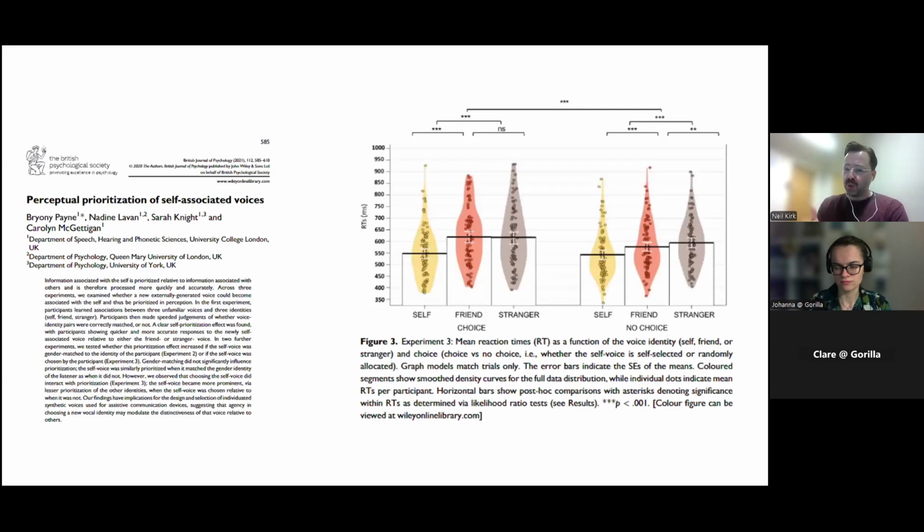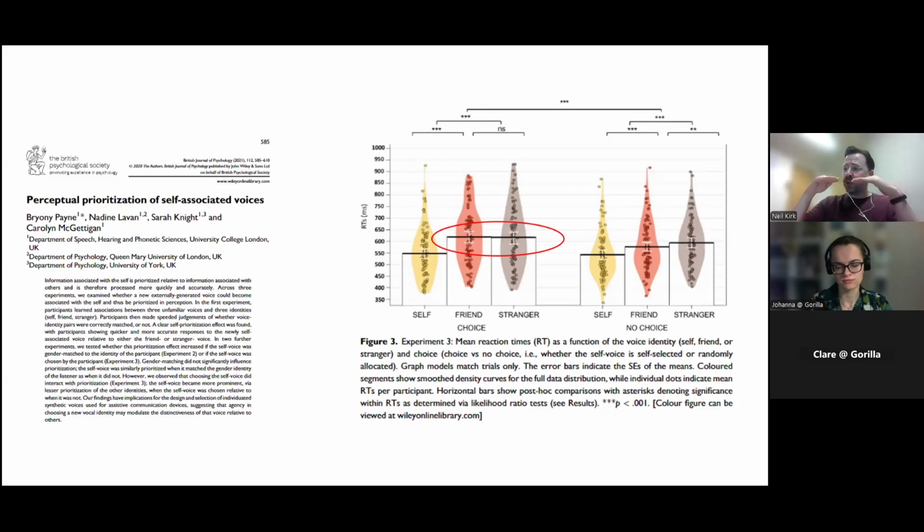And this did show an effect, although it manifested in a slightly unexpected way. So rather than those that chose the voice, rather than the self voice getting faster, it seemed to actually deprioritize the other voices. So it kind of made them slower. So in relative terms, the self had greater prioritization, but through the kind of slowing down of the other voices. So what happened in the choice condition was that the friend and the stranger became sort of equal to each other.